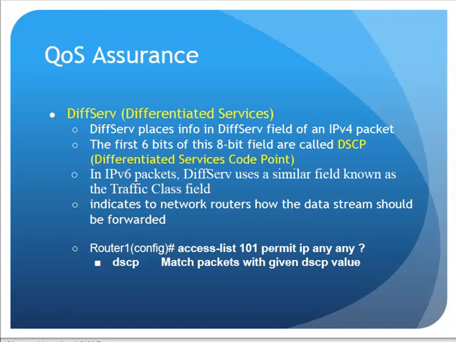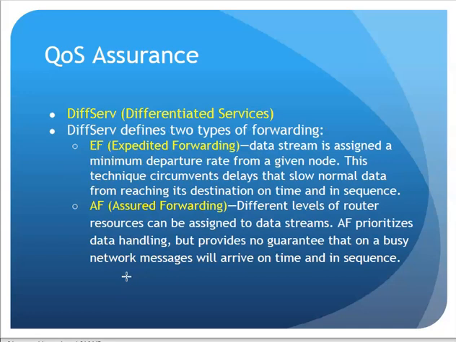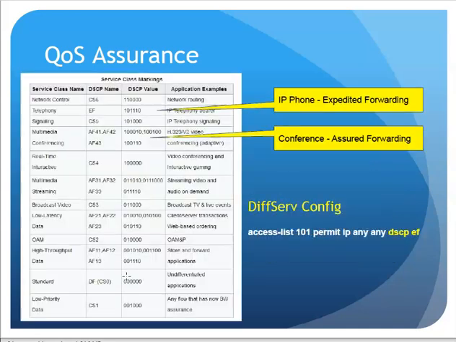In IP version 6 packets, diffserv uses a similar field known as the traffic class field. Hopefully you remember seeing that in your IP6 headers. It indicates to the network routers how the data stream should be forwarded, whether it takes priority over something else. And that can get done through an access list. You can permit a particular type of IP traffic by matching the packets to a given DSCP. Two types of forwarding: expedited forwarding or assured forwarding.